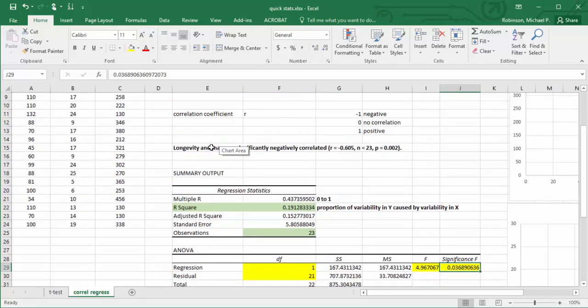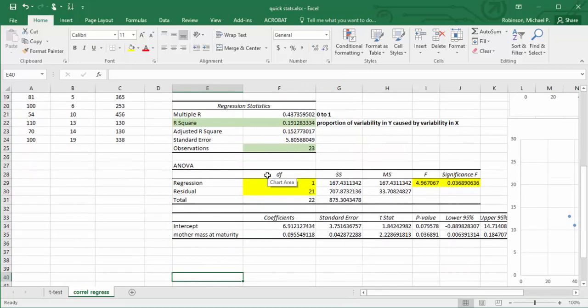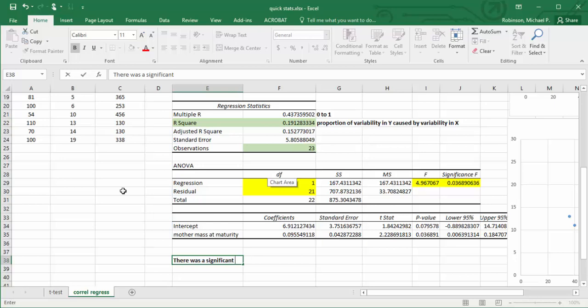So how do we report that? Here it's simple: longevity and mass are significantly negatively correlated. Okay, what we have to do now is be a bit more precise. Here we have to say there was a significant positive regression between, and there are other ways you can word this, but this is a good way to do it, between mass at maturity and clutch size or number of eggs.